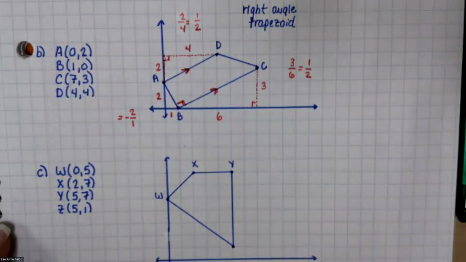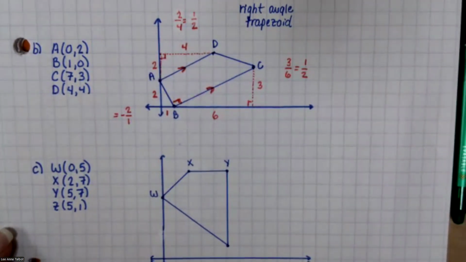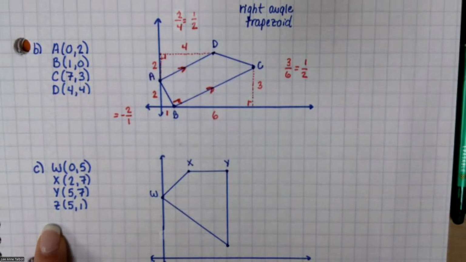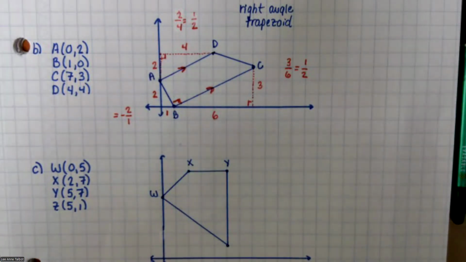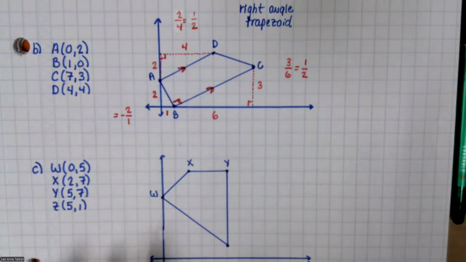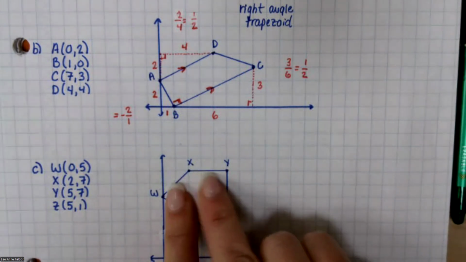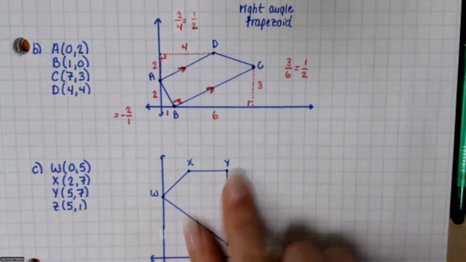Okay, now C, last one. What do you suspect this might be? Quadrilateral or a kite? We need to see if it's a trapezoid. No, a quadrilateral or a kite. If it's a kite, these two would be equal and these two would be equal.